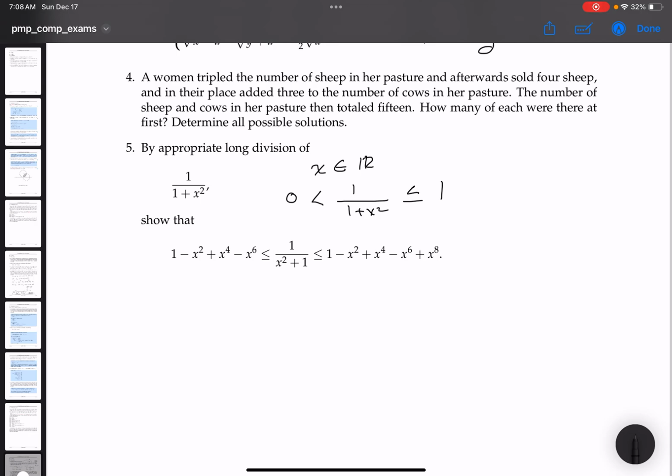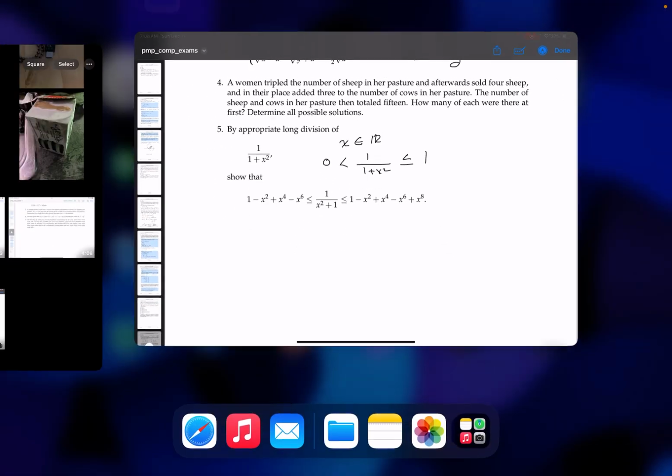Now, why could it be 1? If x were 0, that would be 1 over 1, which is 1. All right, so I know that much. So what I want to do is use their hint about using long division to figure this out. Let's go back to the whiteboard. And the division's not so bad. It's really what we're doing. We're dividing 1 by 1 plus x squared.